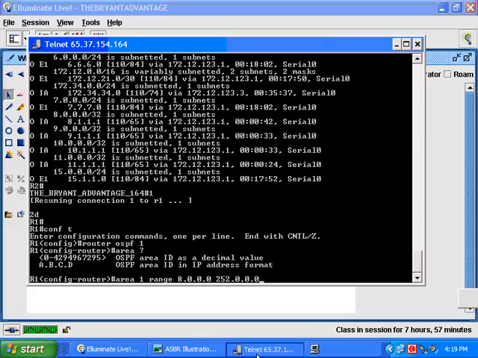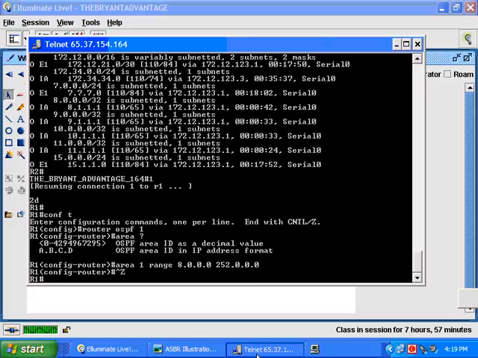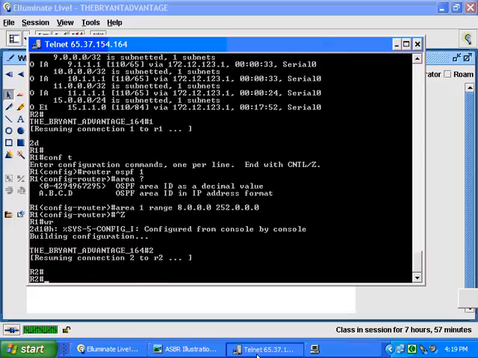That's one of those little details you have to watch out for, more on multiple choice than anything else. The number that you put in the middle of the area range command is always going to be the area that contains the routes being summarized. So we'll do a WR on the way out, go over to router 2, and see what the effect is.